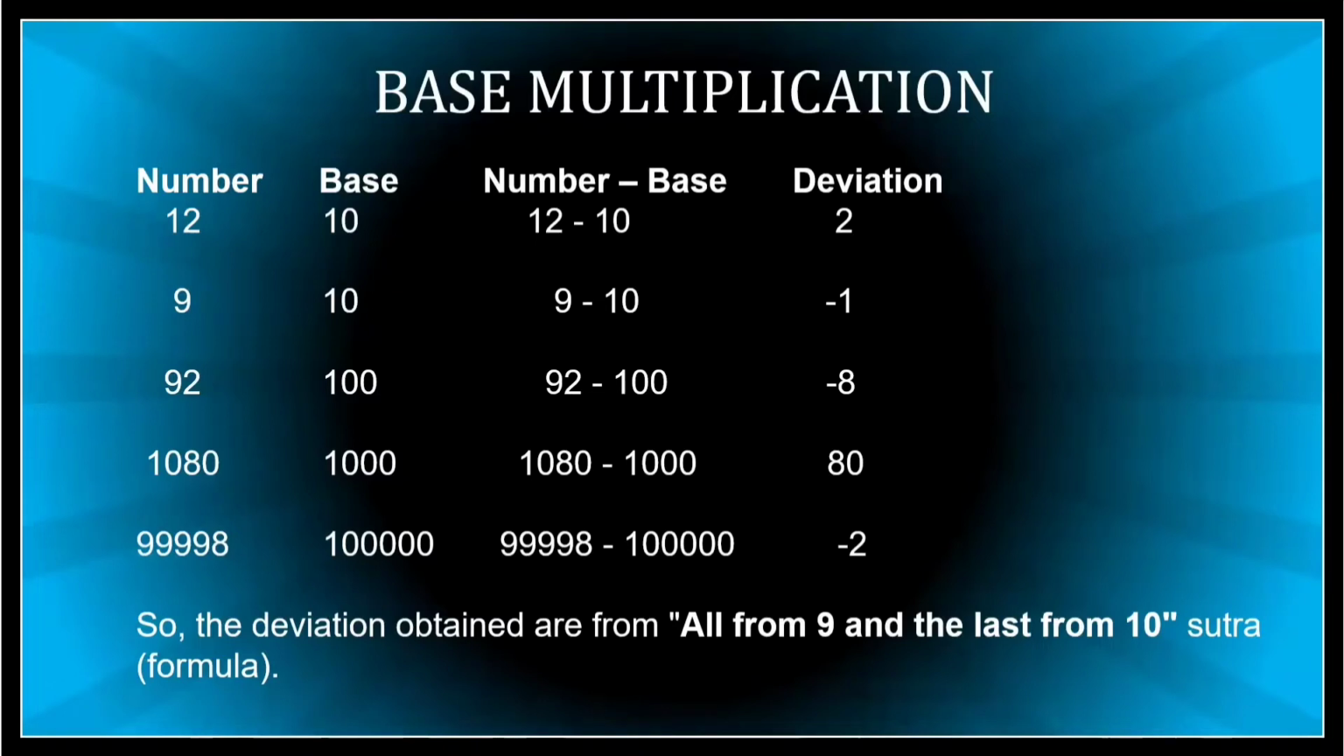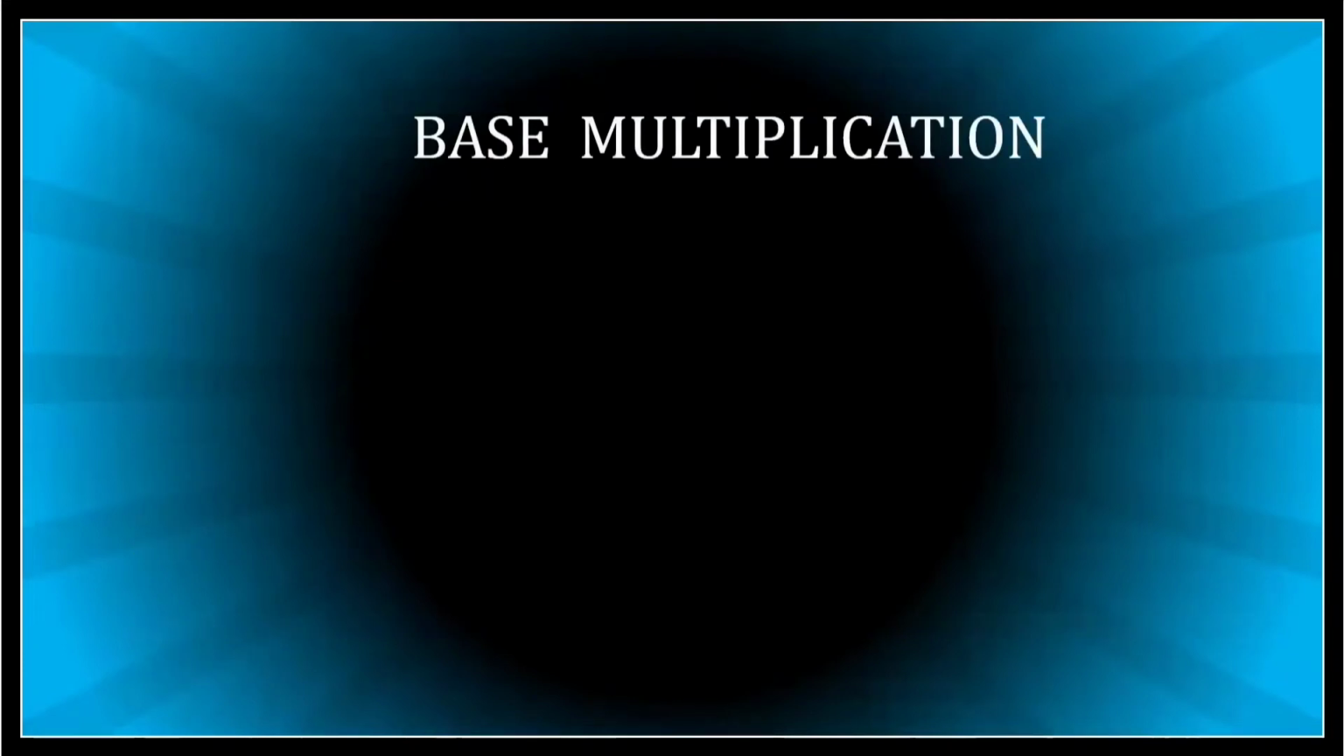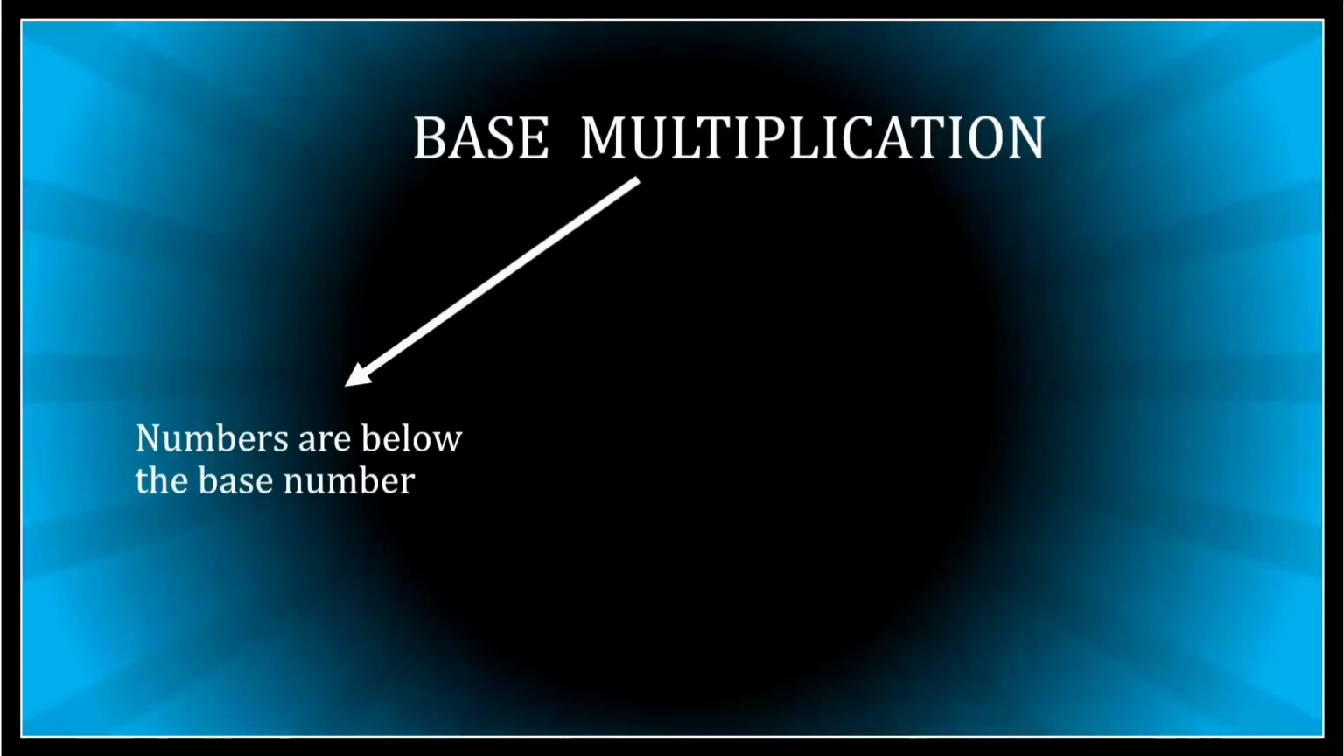You understood what is base, you understood what is deviation. Now comes the trick, okay? So let us take a few examples. When I'm taking base multiplication, there are 3 cases that arise. Number 1, when both the numbers are below the base number, meaning I can take 99 into 95 or 93 into 99, 9,990 multiplied by 9,995, something of this sort.